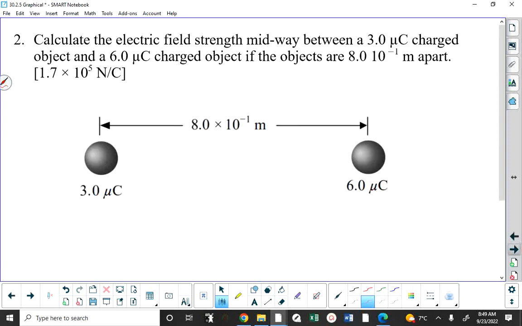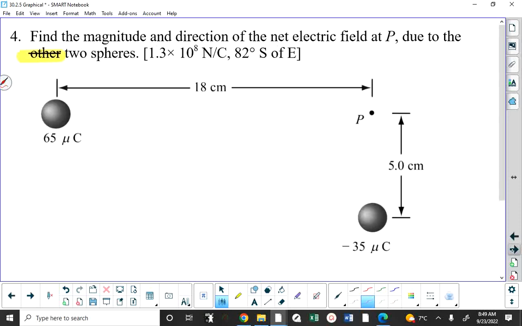I don't know if I had a chance to fix this or not, but in questions 4 and 5 there's a word there that really shouldn't be there. It's the word "other." Is it in yours? It's not. Okay, I removed it.